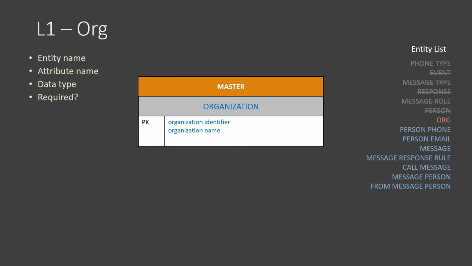The attribute name, which is a valid class word, is updated to organization name for clarity. Finally, both organization identifier and organization name attributes are assigned the string data types and marked as required. Organization name is the true business key in this entity.